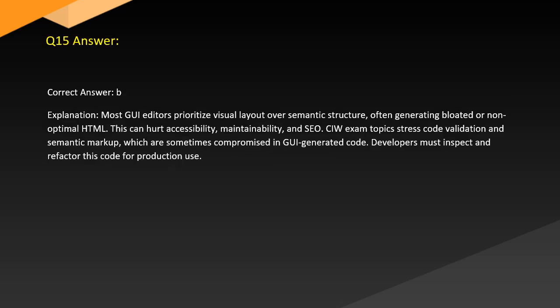Answer. Correct answer: B. Explanation. Most GUI editors prioritize visual layout over semantic structure, often generating bloated or non-optimal HTML. This can hurt accessibility, maintainability, and SEO. CIW exam topics stress code validation and semantic markup, which are sometimes compromised in GUI-generated code. Developers must inspect and refactor this code for production use.